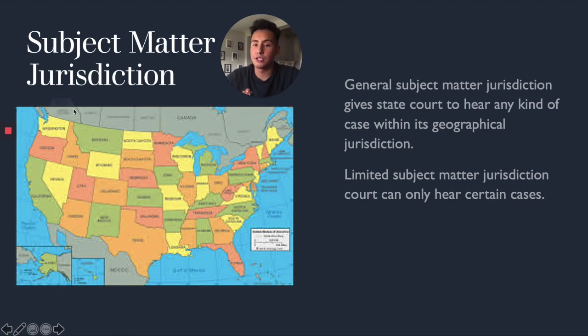And then there's subject matter jurisdiction. There are two types: general subject matter jurisdiction, which gives the courts the power to hear any kind of case within its geographical jurisdiction, and then there's limited subject matter jurisdiction, which means courts can only hear certain cases.